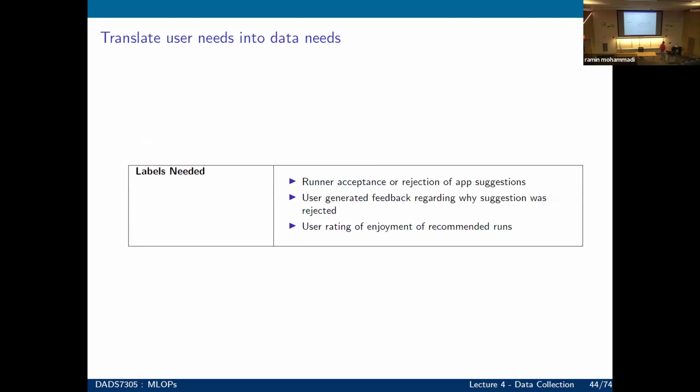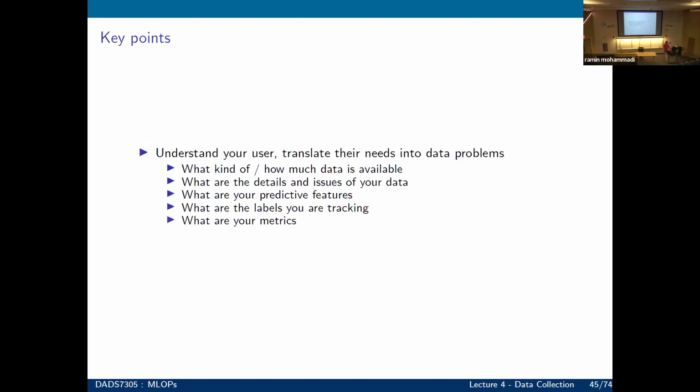Then you need to have labels, and the labels become runner acceptance or rejection of the recommendation that your app is giving. If the user gives any feedback, some users write, some give thumbs up or thumbs down, and some may even give you a rating saying whether they enjoyed the app or not. So collect that information, and sometimes try to indirectly create additional labels that don't come directly from the user, because some users, like me, don't give feedback.